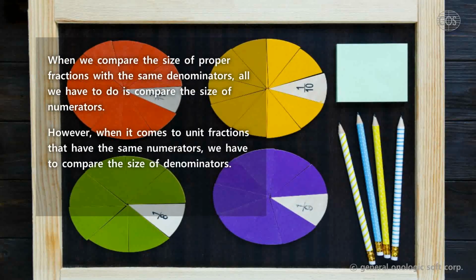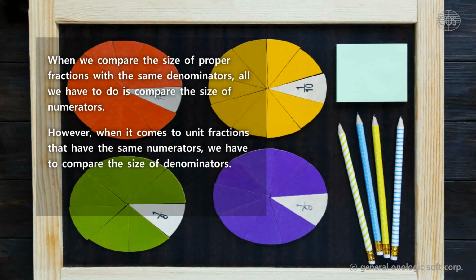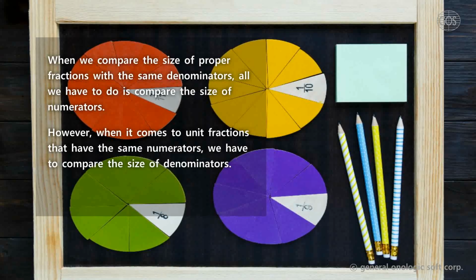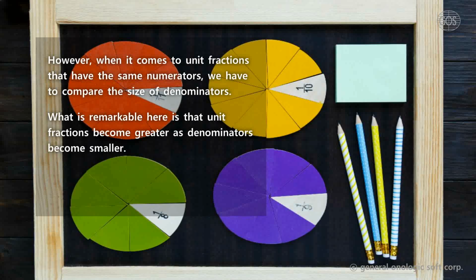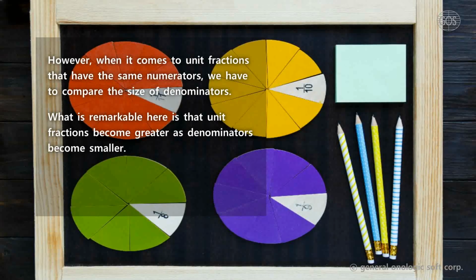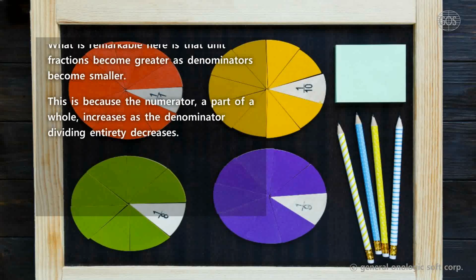However, when it comes to unit fractions that have the same numerators, we have to compare the size of denominators. What is remarkable here is that unit fractions become greater as denominators become smaller. This is because the numerator, a part of a whole, increases as the denominator dividing entirety decreases.